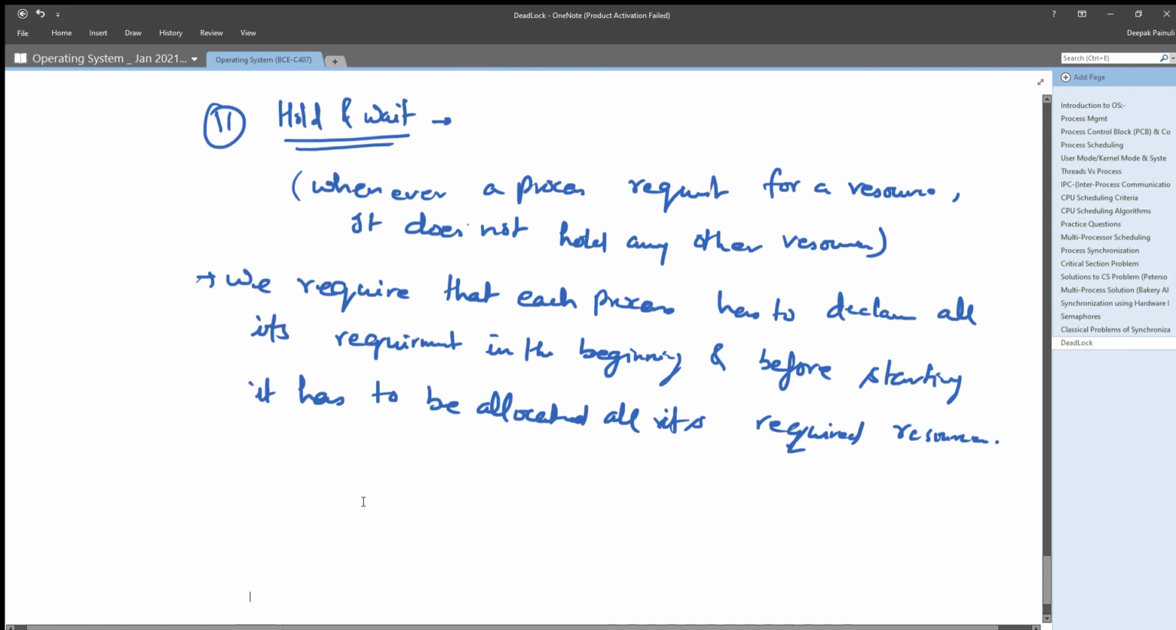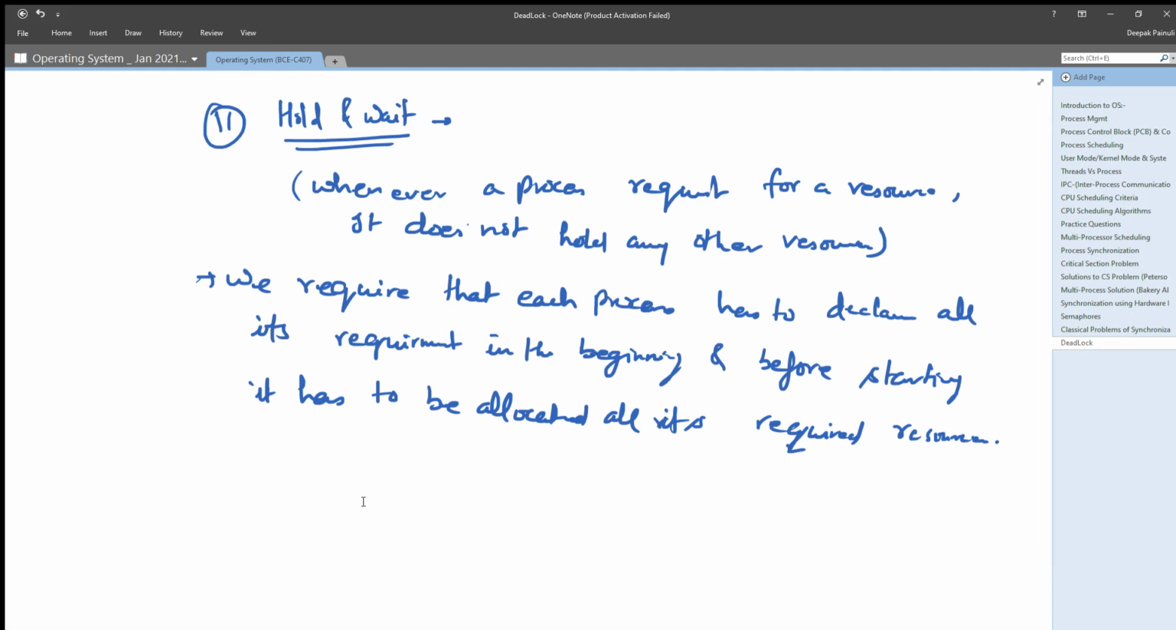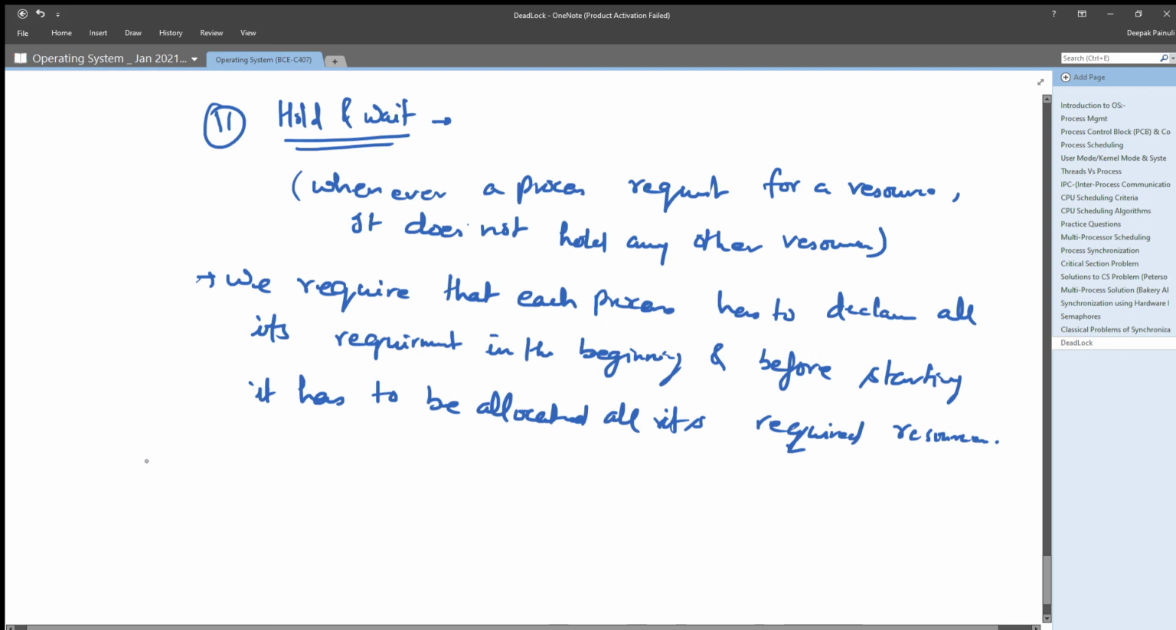It can do so, but sometimes it is not possible for a process to declare all the requirements in the beginning, because some processes demand resources at runtime. That means the problem with preventing hold and wait is that it leads to low resource utilization.